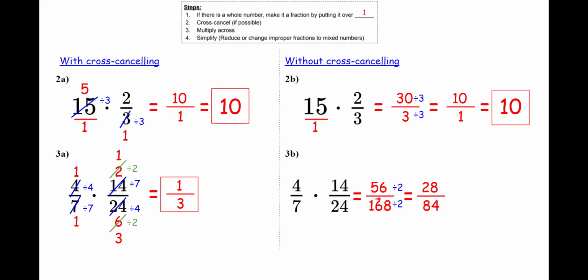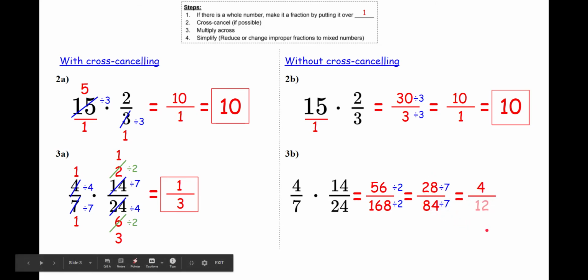But as you can see, these numbers are big, and it's just a lot more complicated to reduce this. Now, is there a number that goes into 28 and 84? Well, 2 does, but thankfully I'm good with my 7's multiplication tables, and I know that 7 goes into both of them as well. So if you divide 28 by 7, you get 4. And if you divide 84 by 7, you get 12.